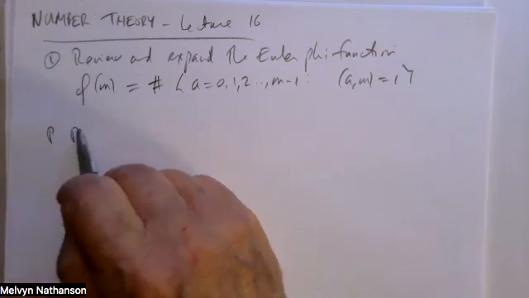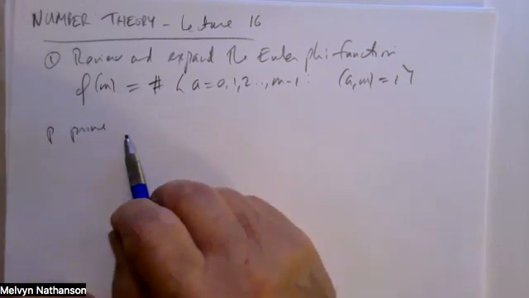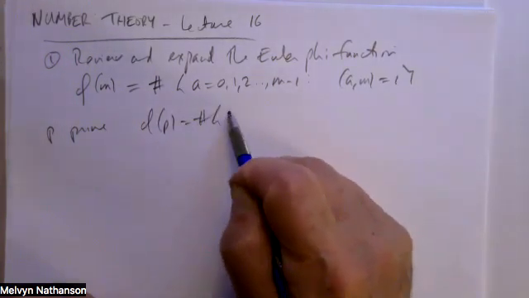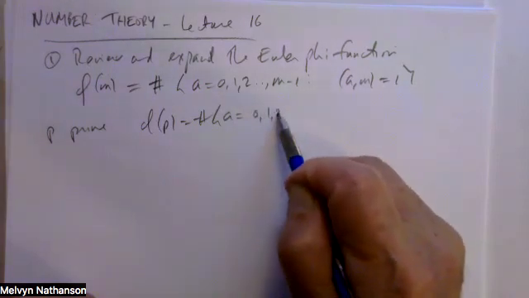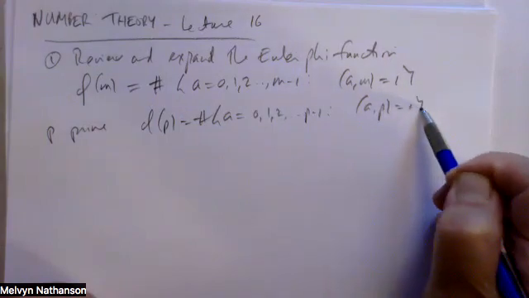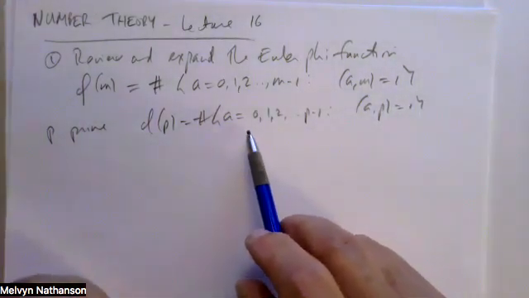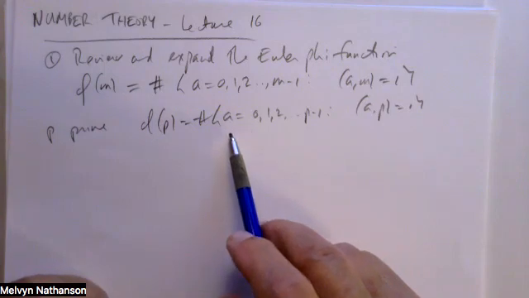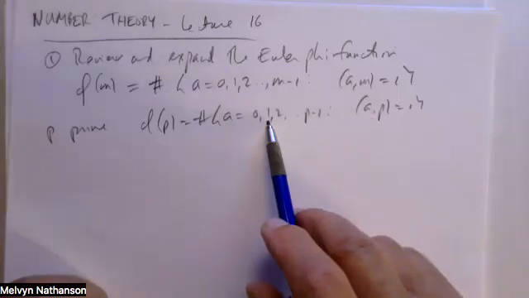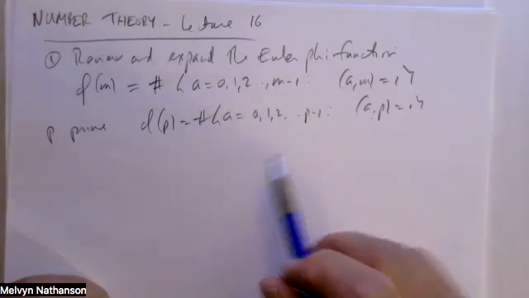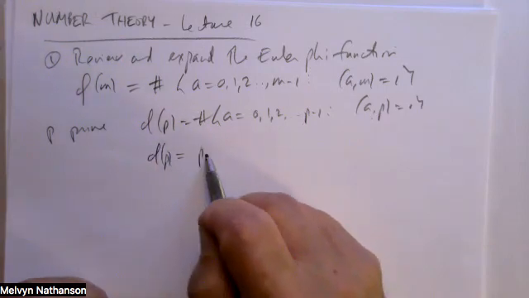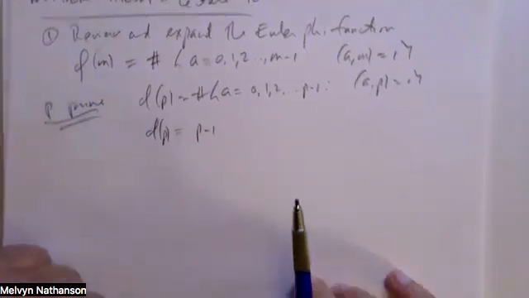For example, if p is a prime, then phi of p is the number of integers a from 0, 1 up to p minus 1, such that the gcd of a and p is equal to 1. And 0 and p have greatest common divisor p, but the integers in this set which are relatively prime to p are all the non-zero numbers, the numbers from 1 to p minus 1. So phi of p is equal to p minus 1 for every prime p.